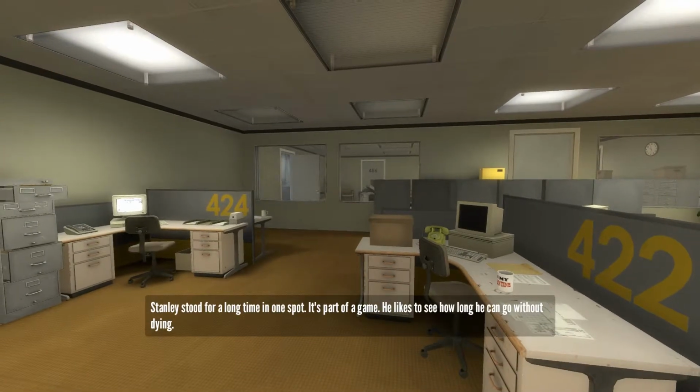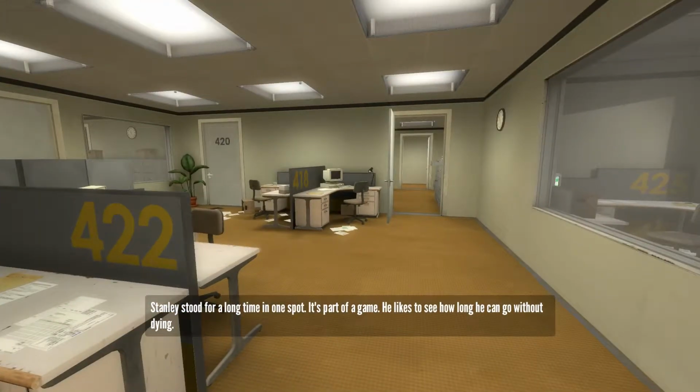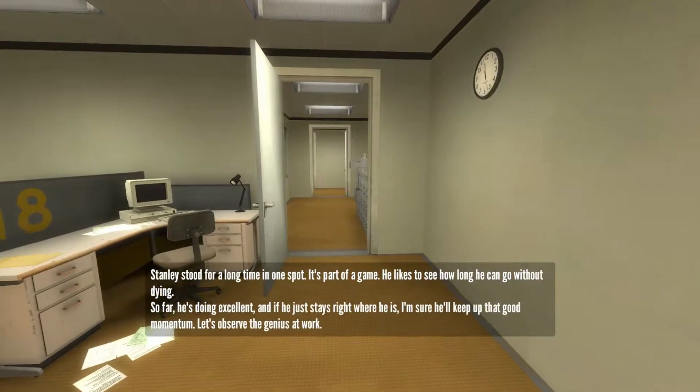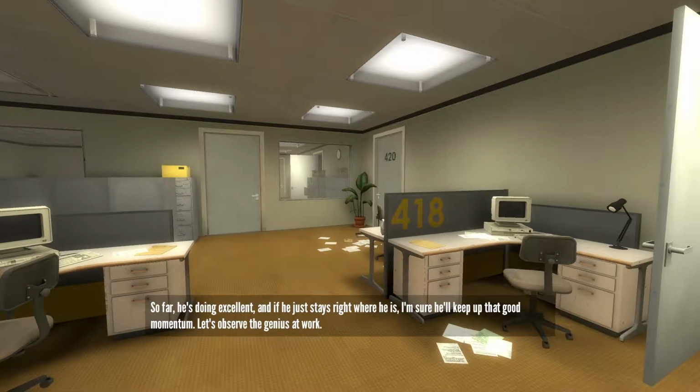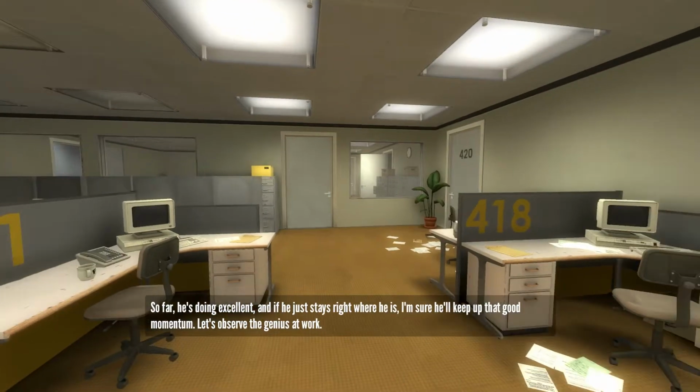Stanley stood for a long time in one spot. It's part of a game. He likes to see how long he can go without dying. He's doing excellent, and if he just stays right where he is, I'm sure he'll keep up that good momentum. Let's observe the genius at work.